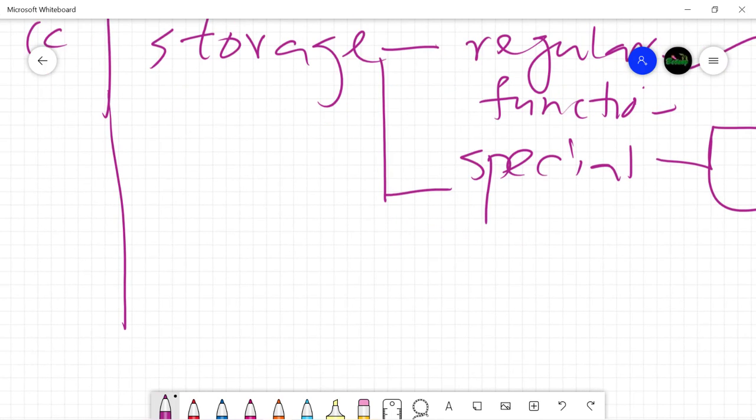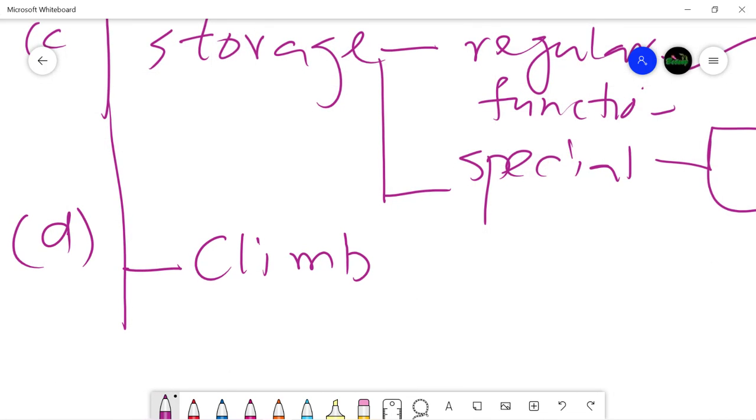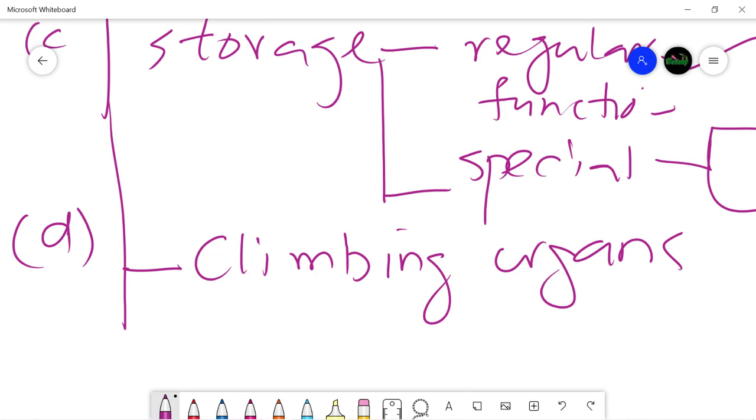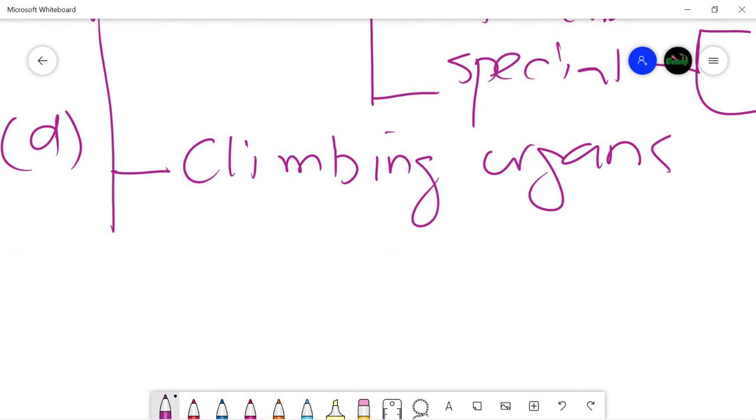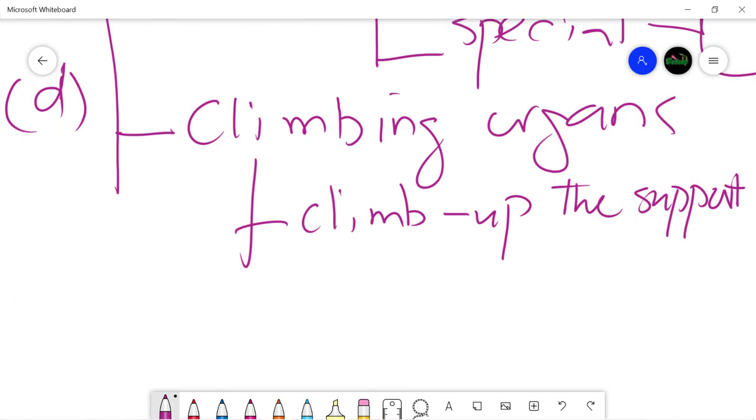In case of adventitious roots, we have seen that roots also act as a climbing organ. They help the weak stems climb up a support, be it a tree, a plant, or a wall, a stone, whatever it might be. So roots also act as climbing organ, and they help the plant climb up the support. So this was their function number 4.